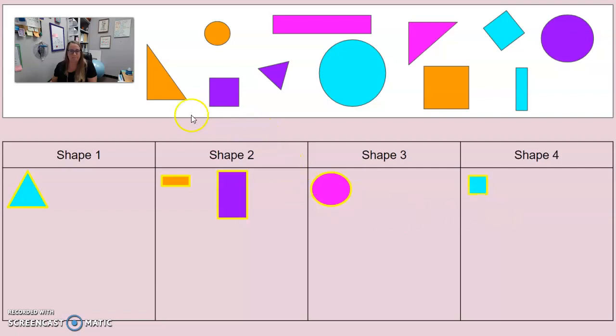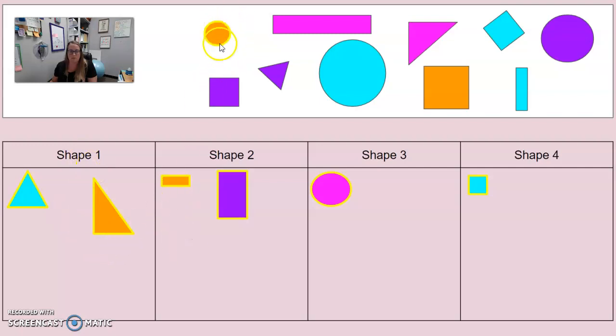All right, let's keep going. I have this shape. Where should it go? It has 1, 2, 3 sides. Should it go over here with the one that has no straight sides? No, that's silly. Which one has 3 sides? I'm going to put it over here in shape 1. Because both of these, even though they look different, they both have 1, 2, 3, 1, 2, 3. They both have 3 sides.